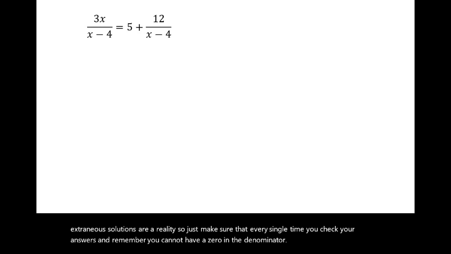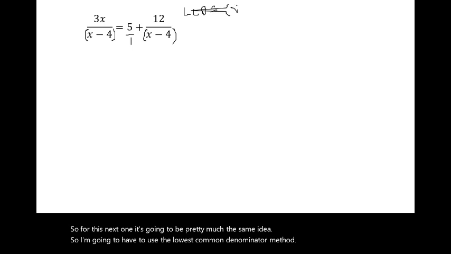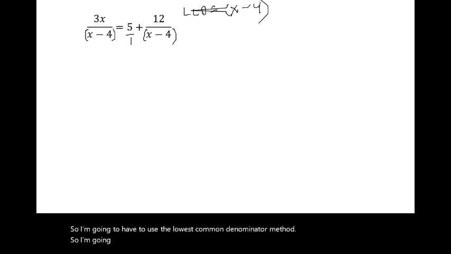So for this next one, it's going to be pretty much the same idea. I have 3 fractions, so I cannot cross multiply. So I'm going to have to use the lowest common denominator method. The lowest common denominator here is going to be x minus 4. So I'm going to multiply every single term on both sides by the lowest common denominator, x minus 4.